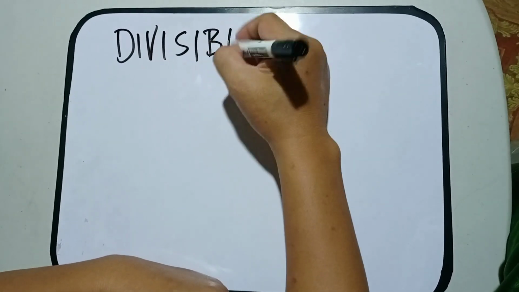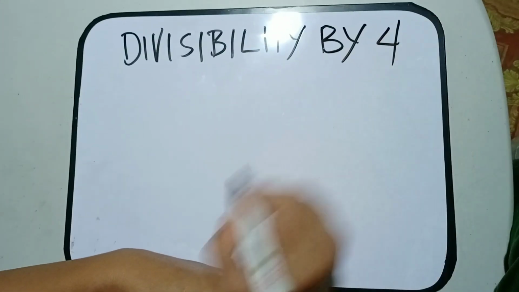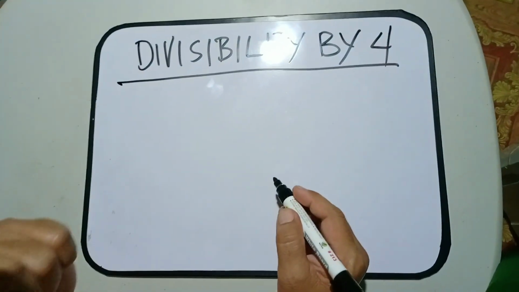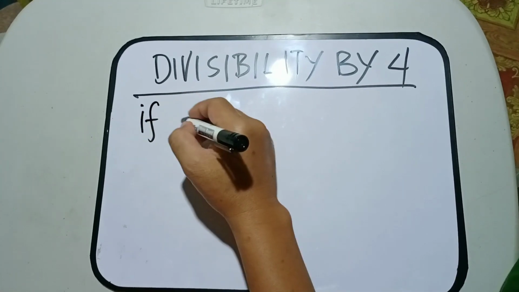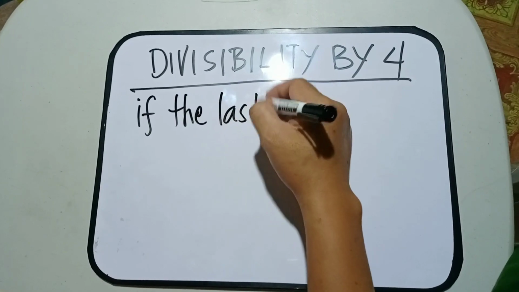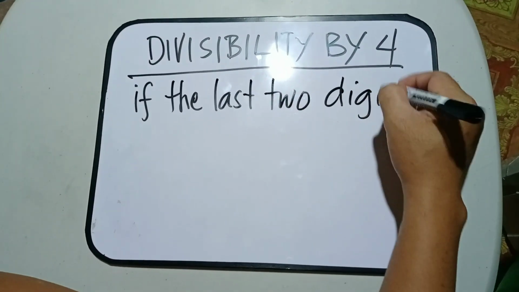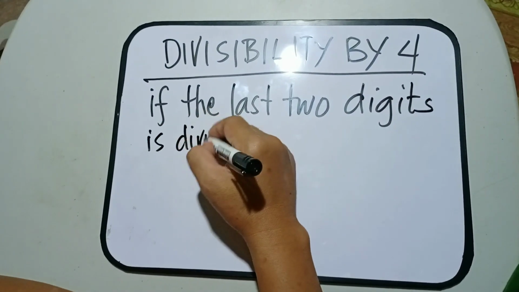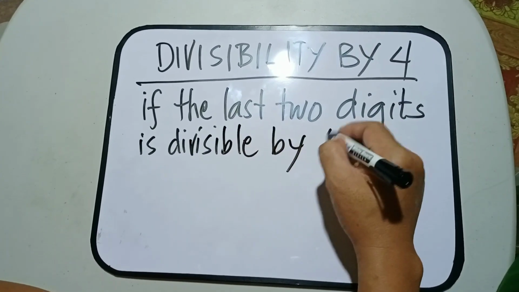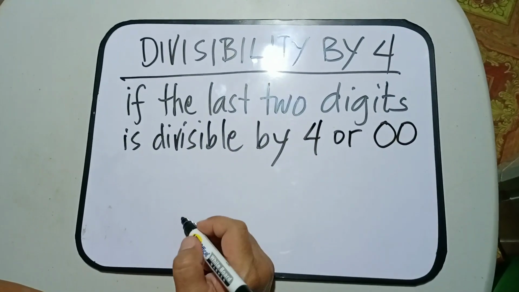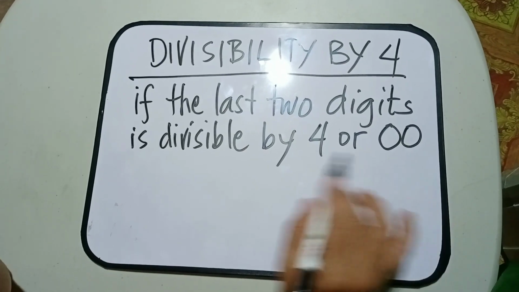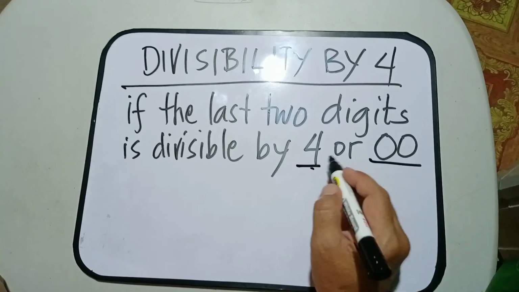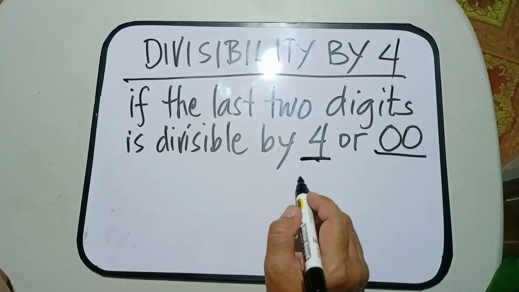Okay, so ang first natin is divisibility by 4. So, how will you know that a number is divisible by 4? Ito yun. Okay. So, sabi doon, a number is divisible by 4 if the last two digits is divisible by 4 or 0, 0. So, sabi in Tagalog, if the last two digits is divisible by 4 or a double 0, kapag ang number daw ay nagtatapos sa dalawang 0 or divisible sa 4, so that number is divisible by 4.